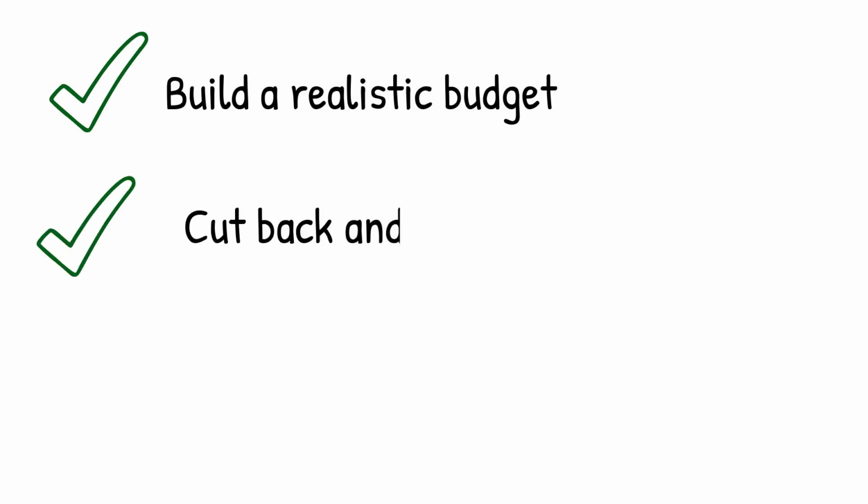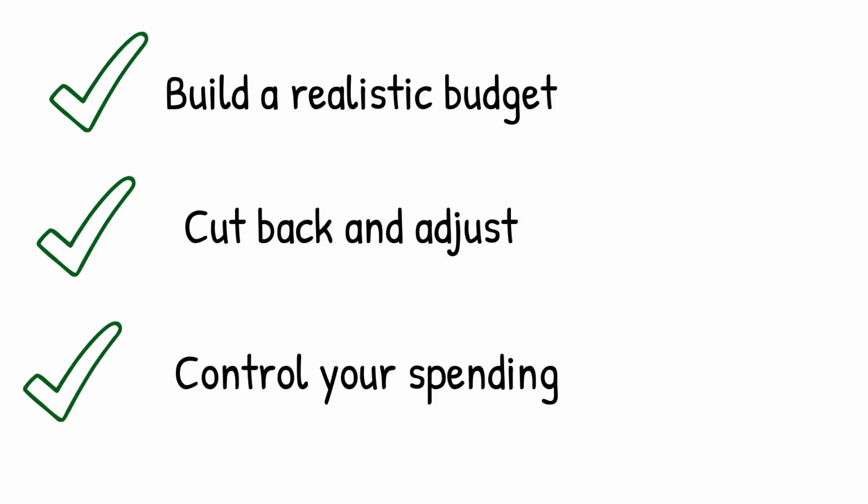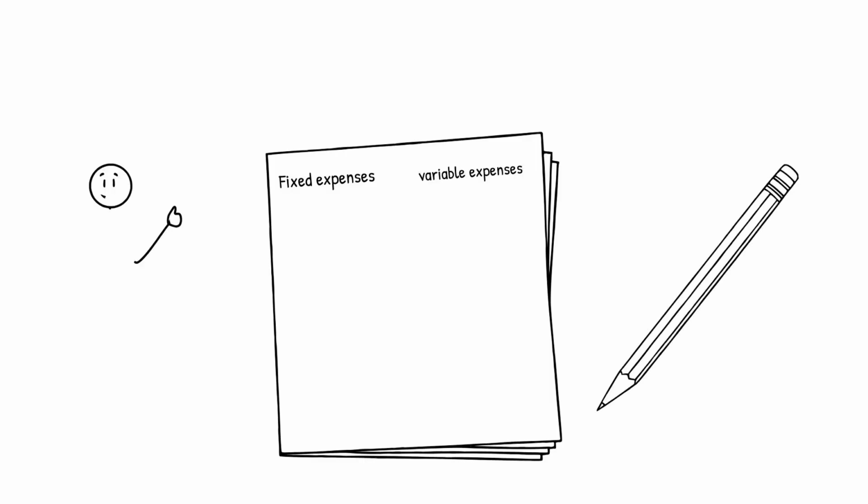Identifying your fixed and variable expenses will help you build a realistic budget. Identify where you can and need to cut back, and gain control over your spending. Grab a pen and paper and divide your monthly expenses into 2 columns, fixed and variable. Doing this will give you a clear picture of where your money is going and where you can control your spending.